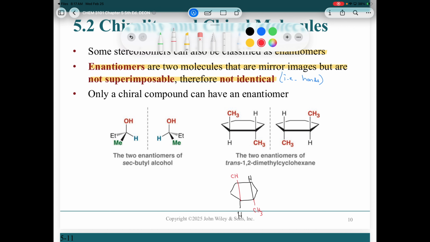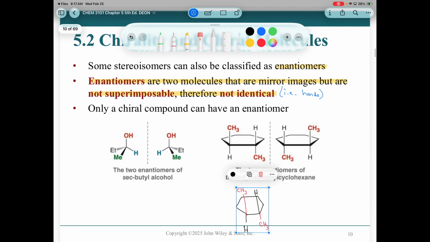There we go. Again, I'm being a little bit ridiculous here, but if I was to take this molecule, which is the same as this one, and try to put it over top, right? Are you with me? See, this is why they pay me $3 an hour, right? And you can't overlap these on top of each other, but they are mirror images of one another, and therefore, we would classify them as enantiomers.